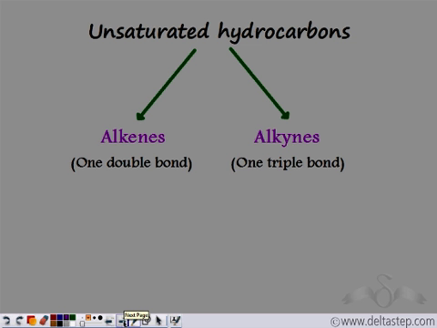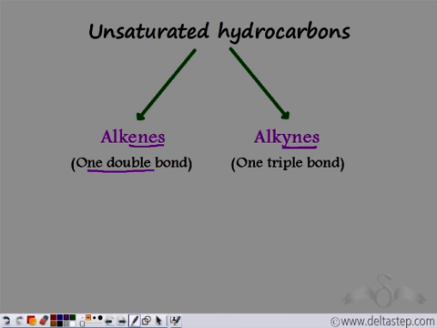We talked of saturated hydrocarbons, that is, hydrocarbons containing all single bonds. Now the unsaturated hydrocarbons are those which have the presence of either a double bond or a triple bond. When there is one double bond, those hydrocarbons are known as alkenes, and when there is a triple bond, those hydrocarbons are known as alkynes.